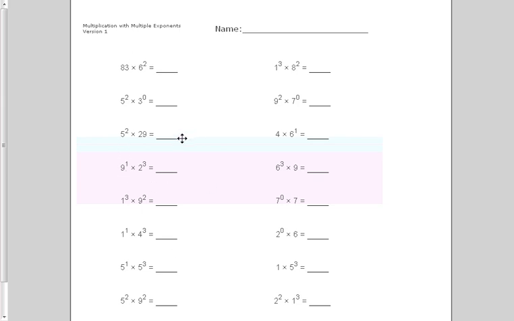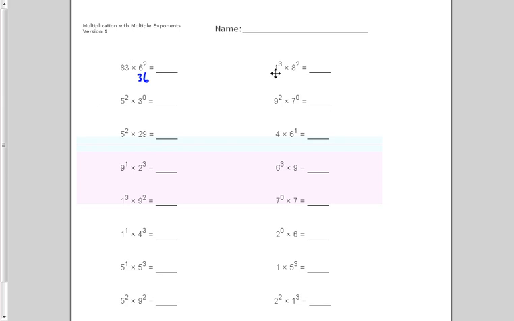So 8 cubed times 6 squared. I'm just going to write the value of that underneath. And I'm going to solve 8 cubed times 36 and write my answer here. For this problem, 1 to the third power equals 1 times 8 to the second power. 8 times 8 is 64. Now I'll multiply and solve.